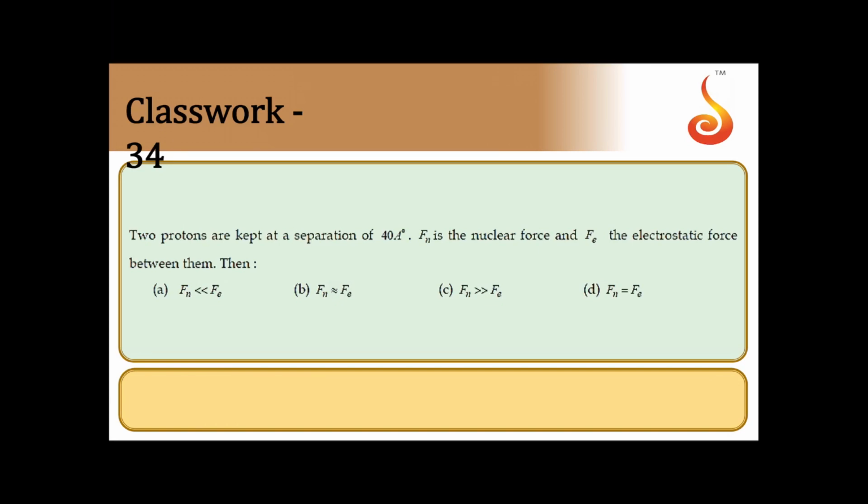See, inside the nucleus, if you consider any two protons, they repel each other with a very large force. So in that case, the nuclear force binds them together. So nuclear force must be much greater than the electrostatic force of repulsion between them. But here, look at the data. The two protons are not inside the nucleus. They are kept at a separation of 40 angstrom. 40 angstrom is 40 times the size of an atom.